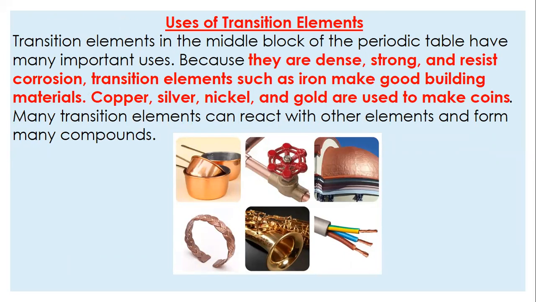Because of their density and strength, and because they resist corrosion, we use them in many ways. Like iron, we make good building materials from it. Copper, silver and nickel, we use in making coins. So they have a lot of good qualities that make them suitable for different jobs.